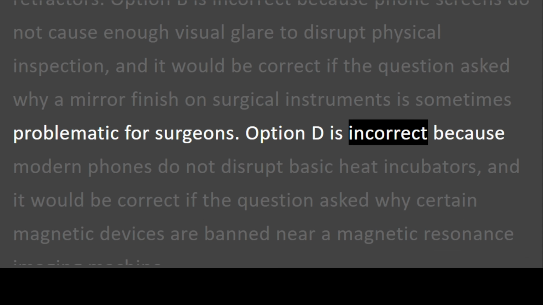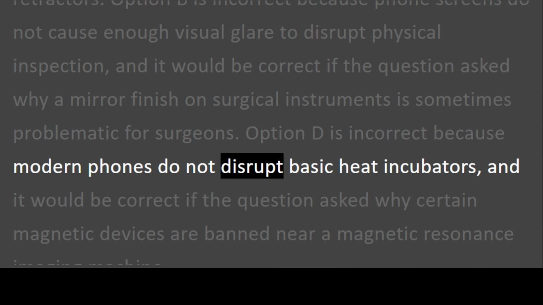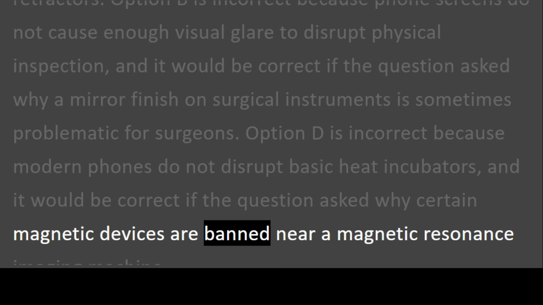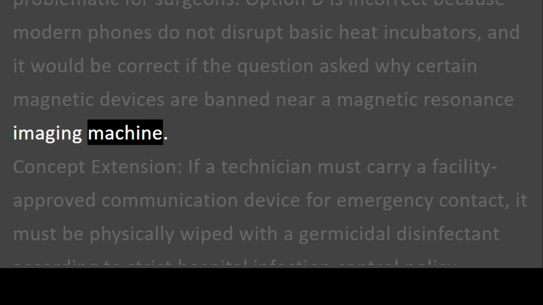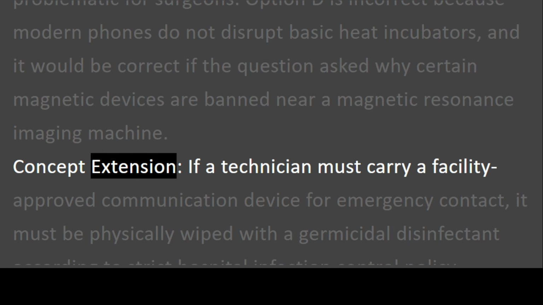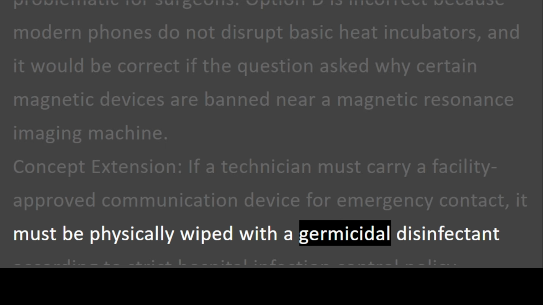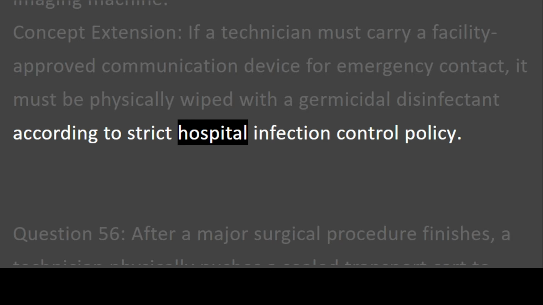Option D is incorrect because modern phones do not disrupt basic heat incubators, and it would be correct if the question asked why certain magnetic devices are banned near a magnetic resonance imaging machine. Concept extension. If a technician must carry a facility-approved communication device for emergency contact, it must be physically wiped with a germicidal disinfectant according to strict hospital infection control policy.